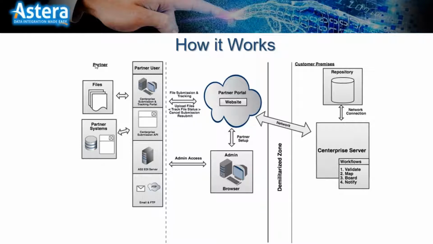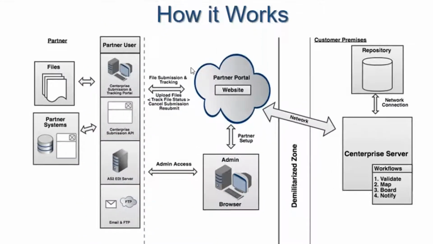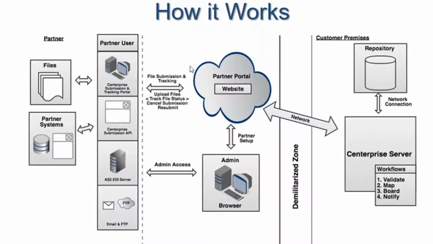So in a kind of diagram view here, this is what it looks like. On the left side, on the partner side, you can consider this Abby. Big D Tire Mart purchases tires from the Awesome Tire Company. Abby, on the left side here, has her files. She logs into the website, submits them.